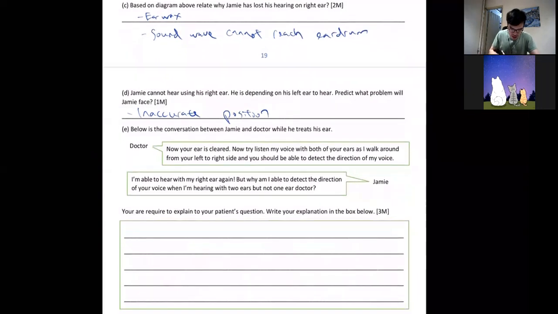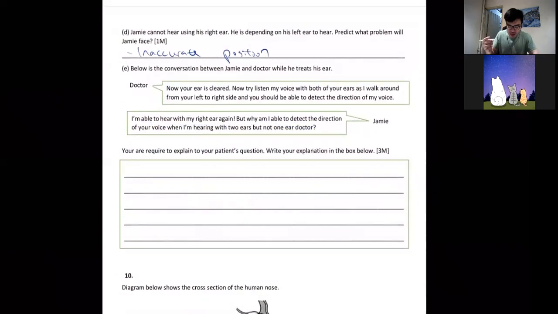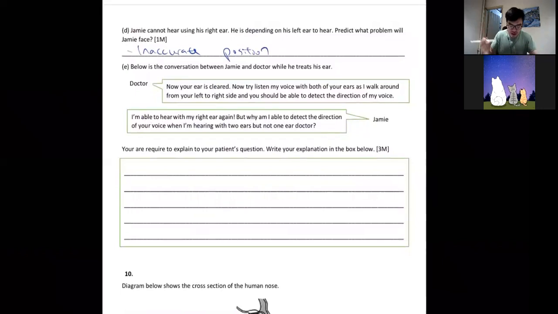Okay, so the doctor says now your ear is clear. Okay, I am able to hear again, but why am I able to detect sound direction of the voice when hearing with 2 ears? Okay, so as I said just now, why can he determine the location of the sound when you have 2 ears? Okay, if the sound is coming from the right, okay, sound from right side lah, suara dari sebelah kanan.